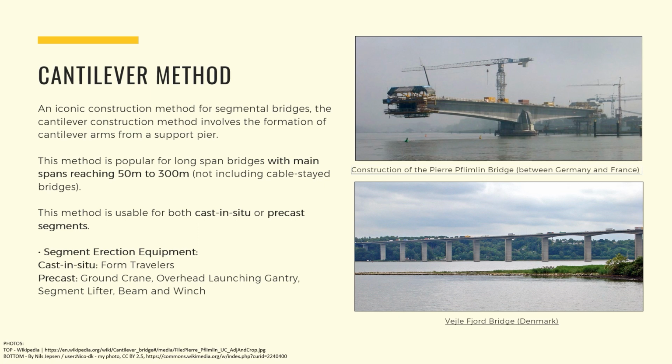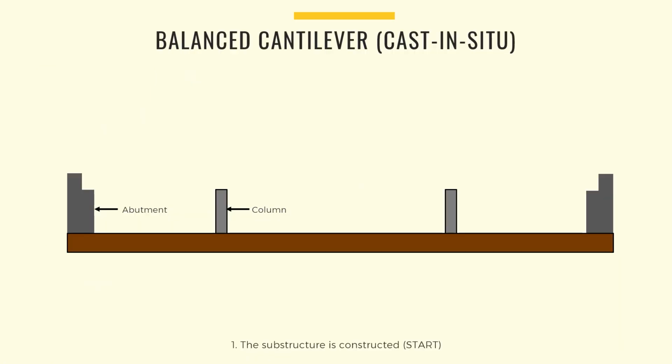For example, for cast in situ segments, form travelers are used. And for precast segments, we can either use the ground cranes, overhead launching gantry, segment lifter, or beam and winch. I've prepared a simple animation to help us further understand the cantilever method. For this case, we'll be using the balanced cantilever construction method as an example using cast in situ segments. The use of precast segments will somehow be similar with this example.